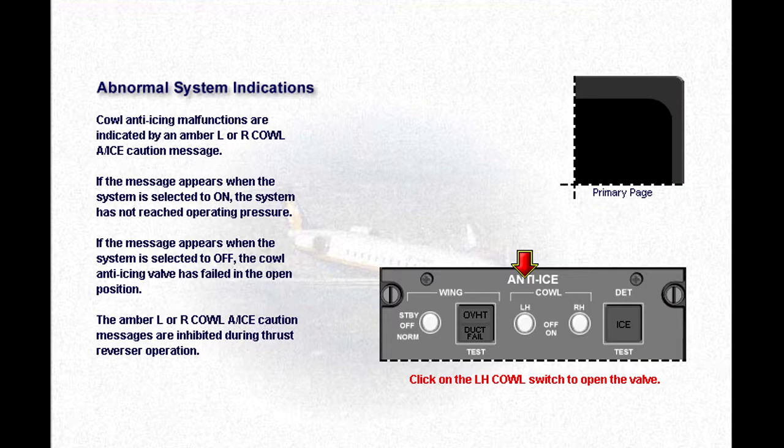Abnormal system indications. Cowl anti-icing malfunctions are indicated by an amber left or right cowl anti-ice caution message. If the message appears when the system is selected to on, the system has not reached operating pressure. If the message appears when the system is selected to off, the cowl anti-icing valve has failed in the open position. The amber left or right cowl anti-ice caution messages are inhibited during thrust reverser operation.